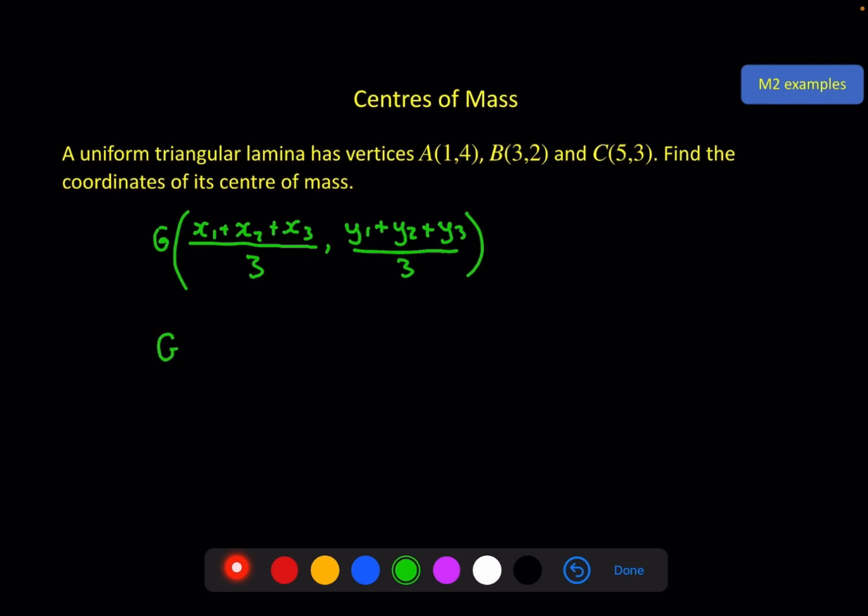Putting the numbers in, we get 1 plus 3 plus 5 over 3, 4 plus 2 plus 3 over 3, and that gives us 9 over 3 and another 9 over 3. So that gives final coordinates 3, 3 for the center of mass of that triangular lamina.